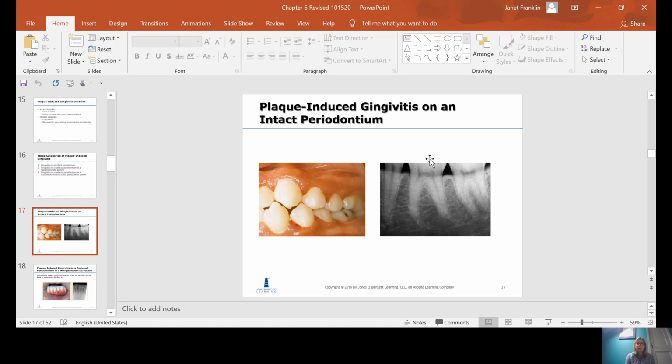But if you look at the radiograph, their alveolar crest is intact and the bone height is right where it should be. That is gingivitis, plaque-induced gingivitis on an intact periodontium. This is what you're going to see on the bulk of your adult prophy patients.